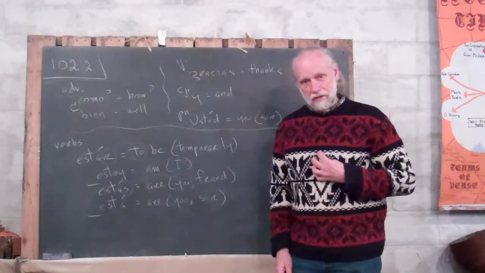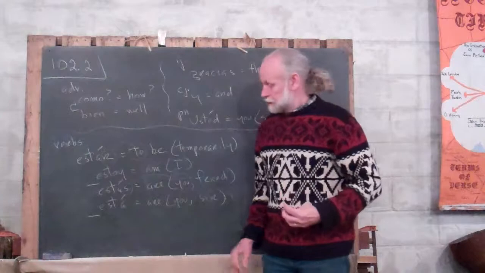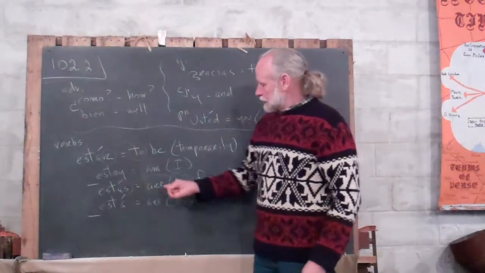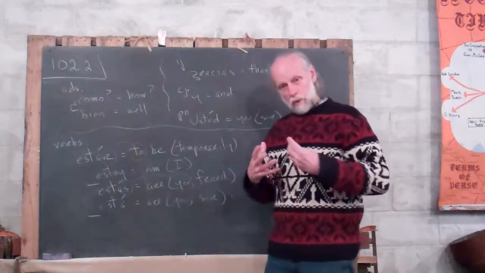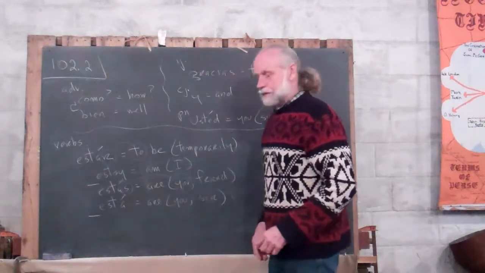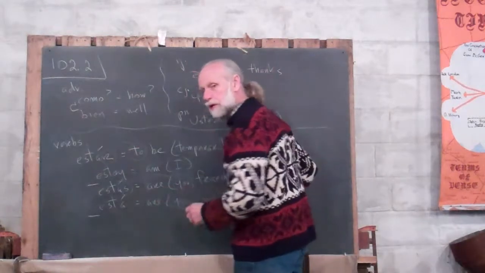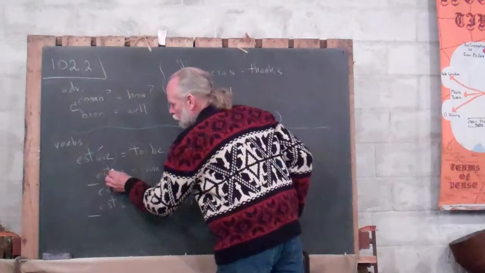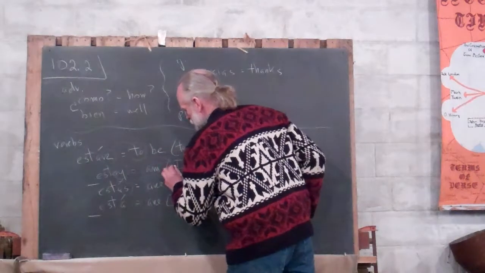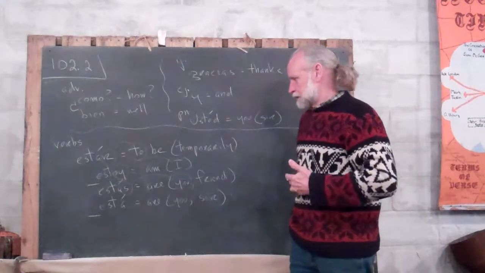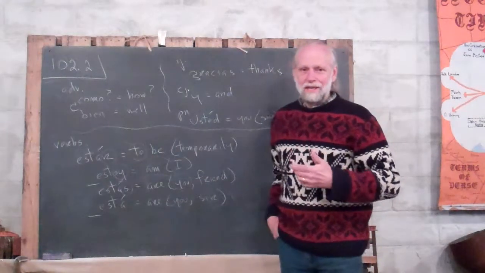And she answered, estoy, there's that same verb, estoy bien, am well. Well, she could have said, yo estoy bien, but you don't need to, and in Spanish you wouldn't. The oy at the end tells us that it's I, estoy. Estoy bien, gracias. ¿Y usted?